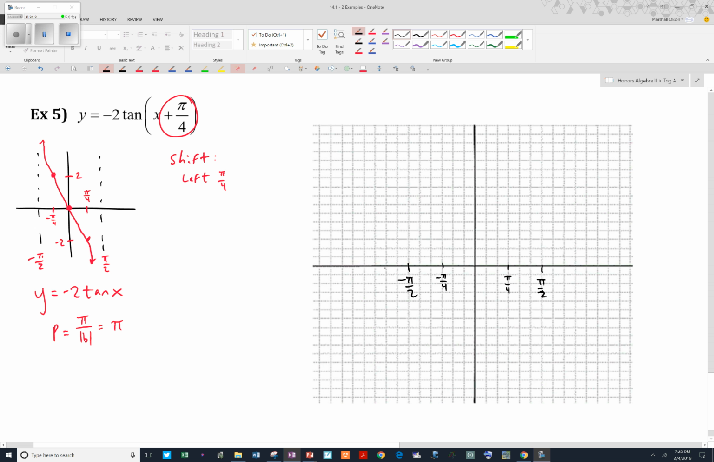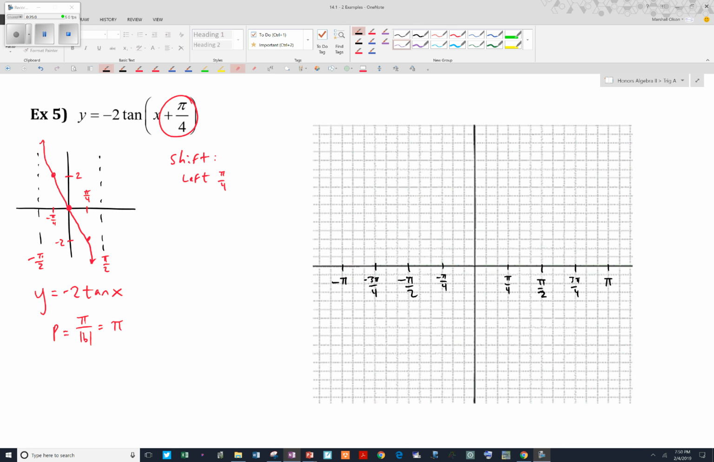I'm going to put a few other values on here, especially going to the left, since I'm going to shift this left pi over 4. So this would be negative 3 pi over 4 right there. I'll just get another one in here, and this would be negative 3 pi over 2. Actually, that would be negative pi. And then, what the heck? I'm just going to come this way and go 3 pi over 4 and pi right there.